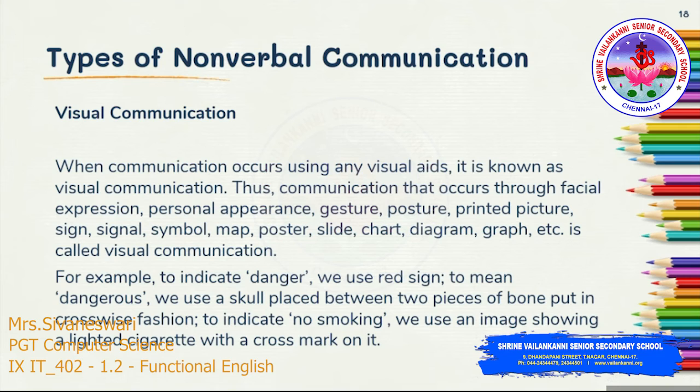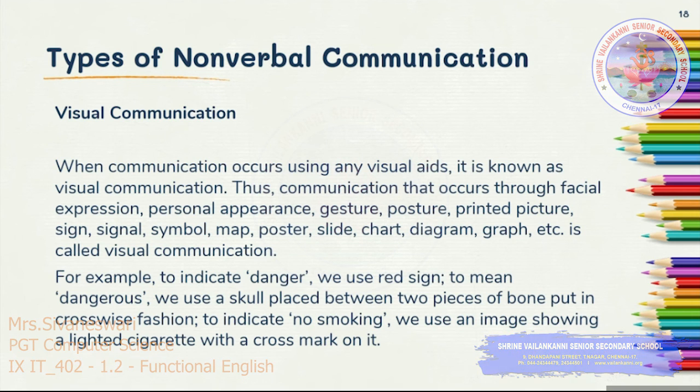Visual communication. This occurs using any visual aid. It is communication that occurs through facial expression, personal appearance, gesture, posture, printed picture, sign, signal, symbol, map, poster, slide, chart, diagram, graph. These are called visual communication. For example, to indicate danger, we use a red sign to mean dangerous. We use a skull placed between two pieces of bone put in crosswise fashion to indicate poison. For no smoking, we use an image showing a lighted cigarette with a cross mark on it.